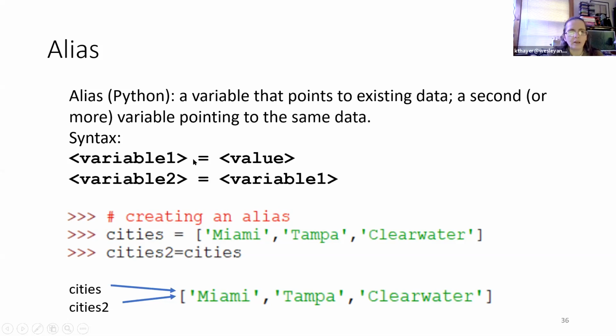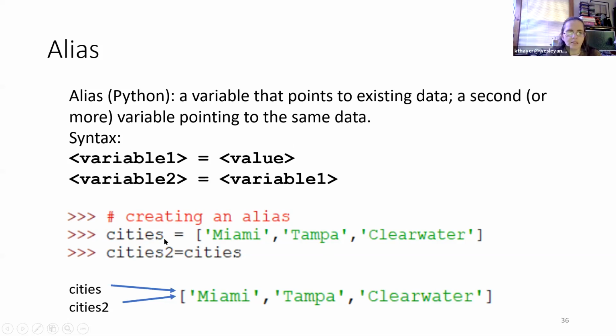If we have variable 1 equals some value, and then we have variable 2 equals variable 1, you see that it will have the same value as variable 1, but instead of pointing directly to the value data, it's pointing to the name of the variable. Okay, so this is distinct from the other possibility that they would both point to the same variable. So let's see how creating an alias would work.